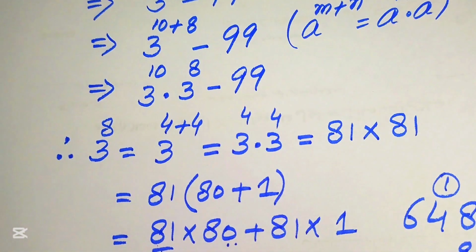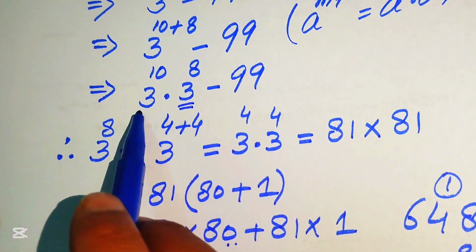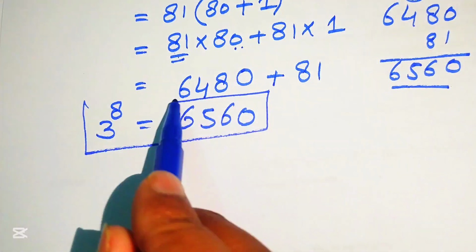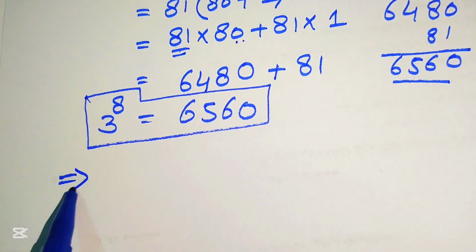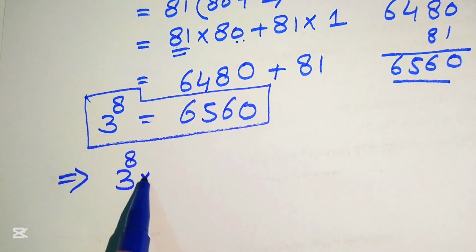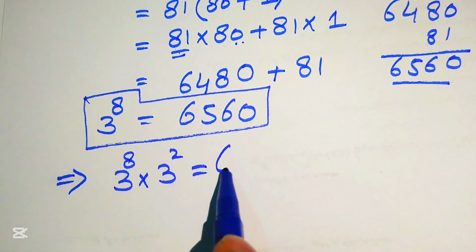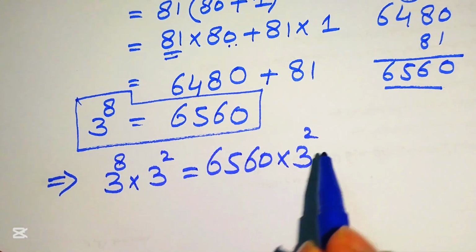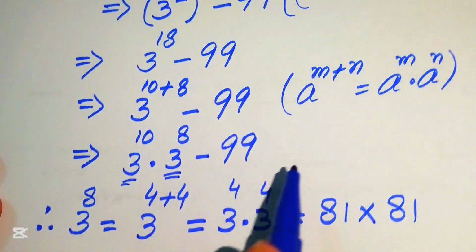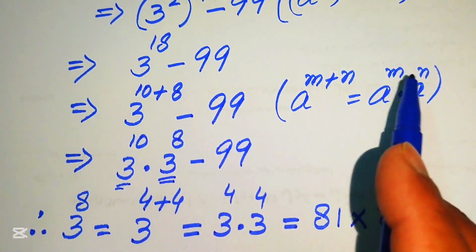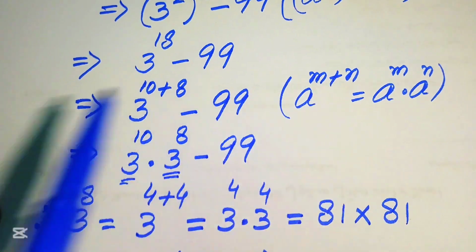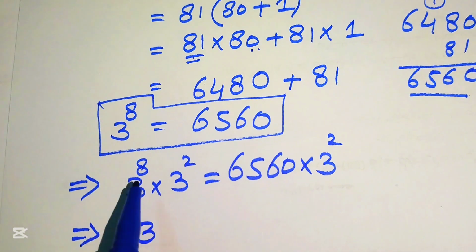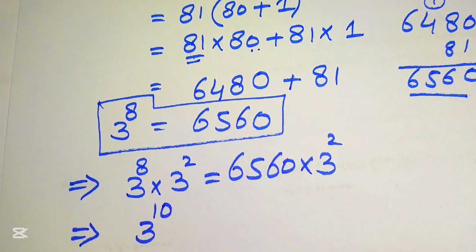Now we need these two values, 3 to the power of 8 and 3 to the power of 10. This is 3 to the power of 8, and in order to find the value of 3 to the power of 10, we multiply this value by 3 squared. So we write it as 6560 multiplied by 3 squared. We apply the exponent law again: if the bases are the same, we add the exponents, a to the power of m plus n. These two bases are the same, so we add the exponents, and 8 plus 2 becomes 10.